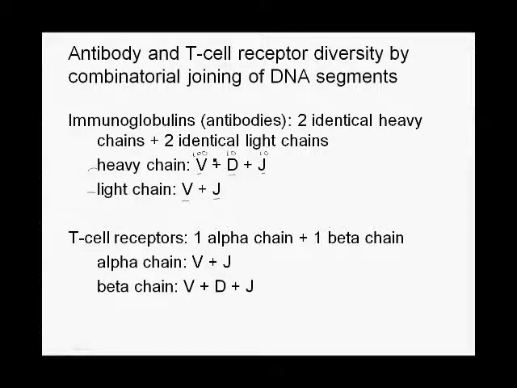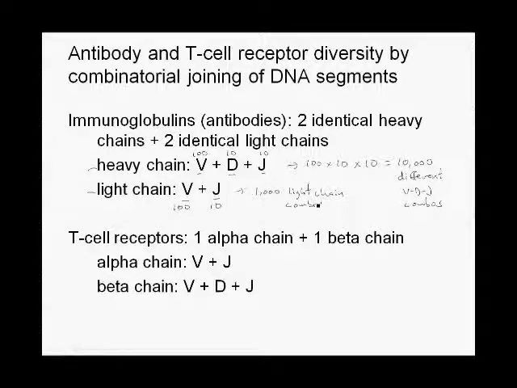If the cell can pick any V, any D, and any J, that gives us 100 times 10 times 10, which is 10,000 different V, D, J combinations. So let's say there's 100 light chain V genes and 10 light chain J segments. That gives us 1,000 different light chain combos.